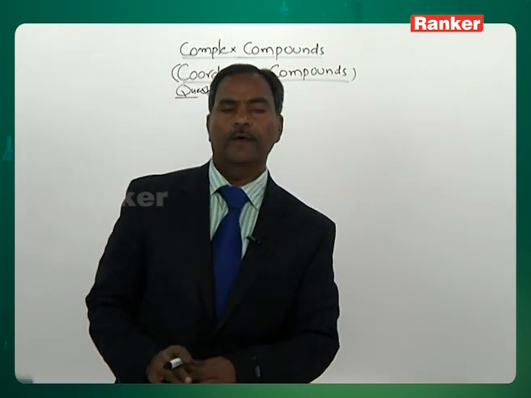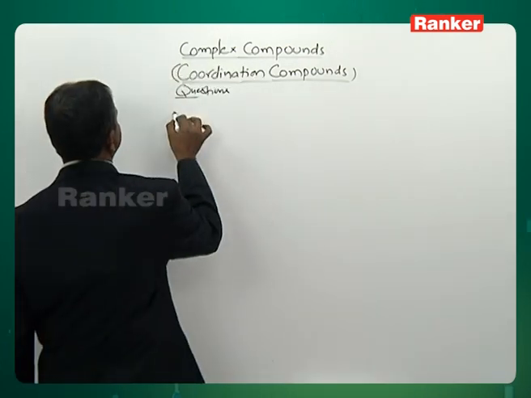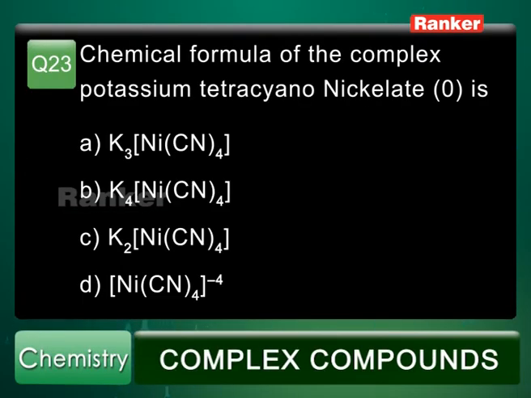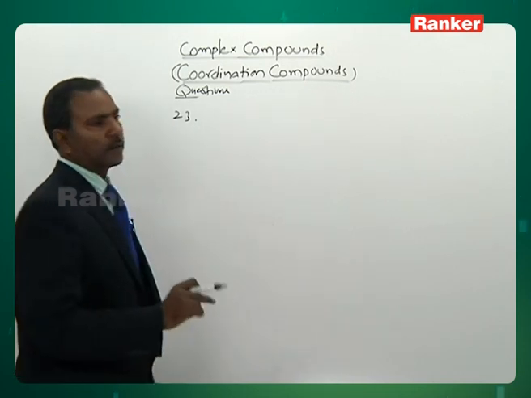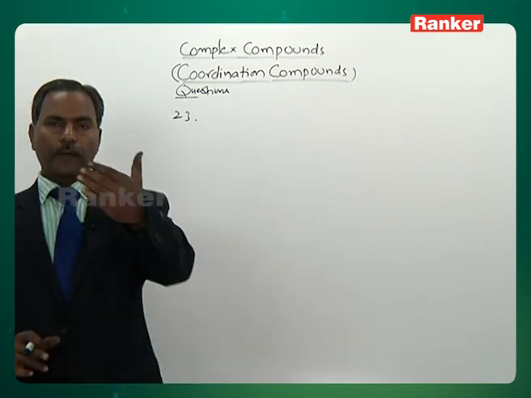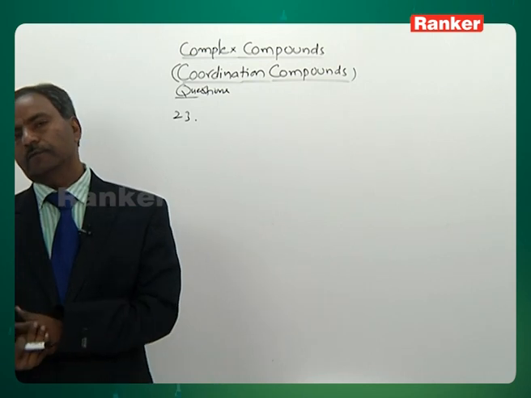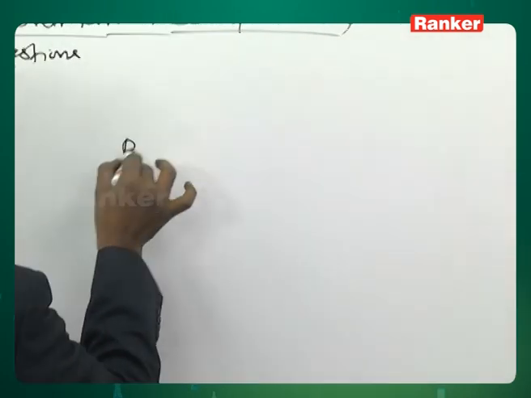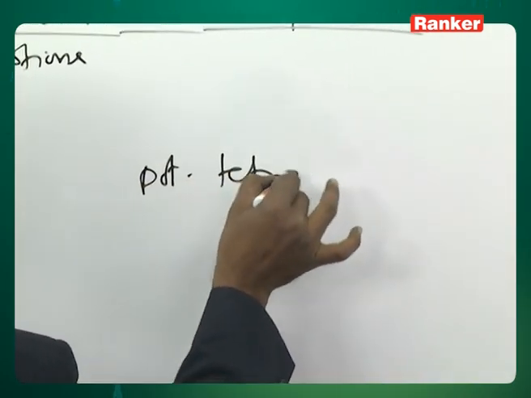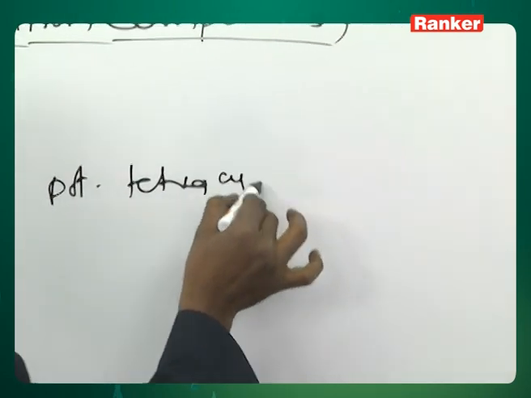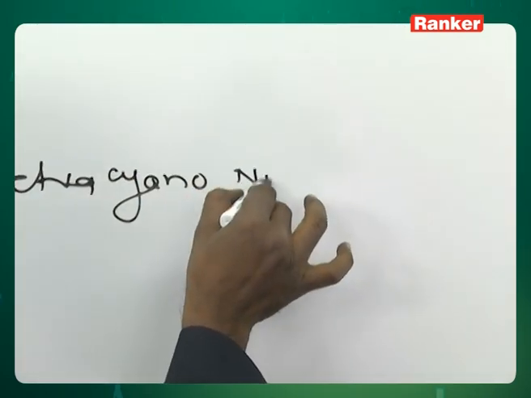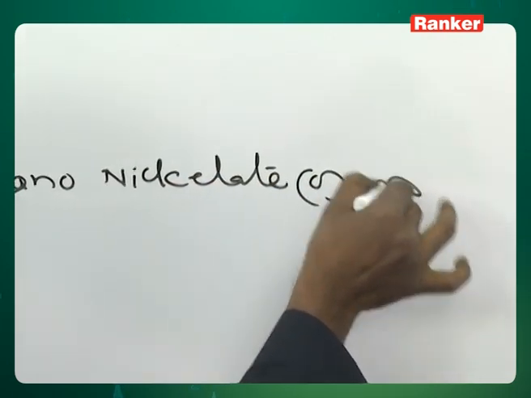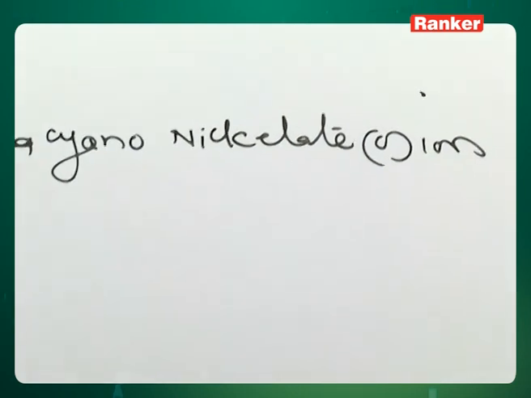Next, coming to question number 23. Chemical formula of the complex potassium tetracyanonickelate(0). He is giving the name of the complex. From the name of the complex, you have to make the formula of the complex. What is the name he has given? Potassium tetracyanonickelate(0) ion.